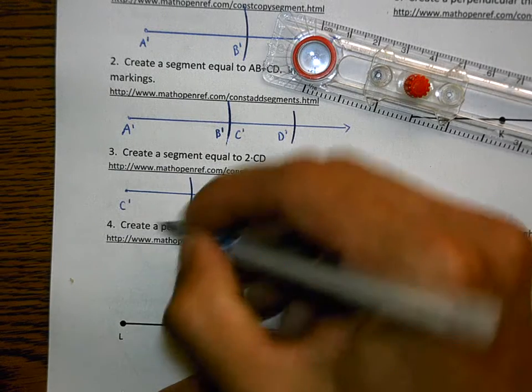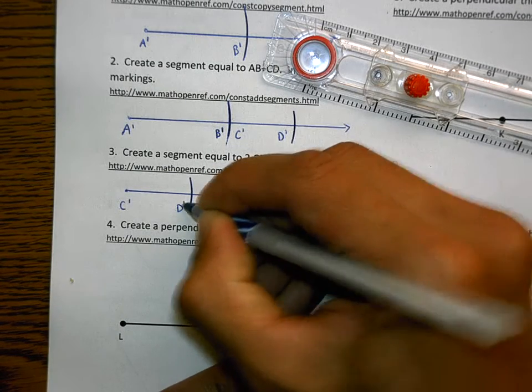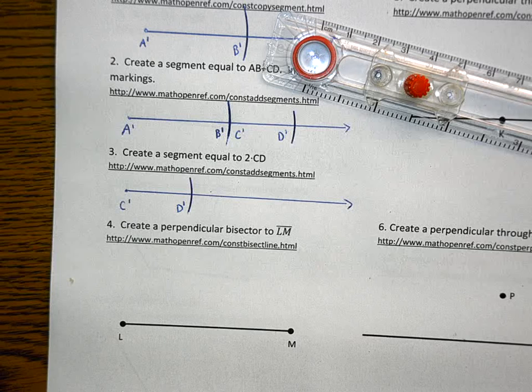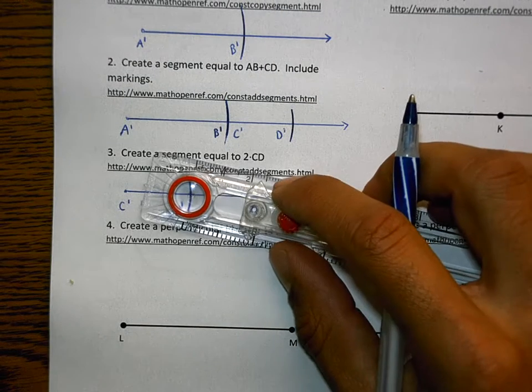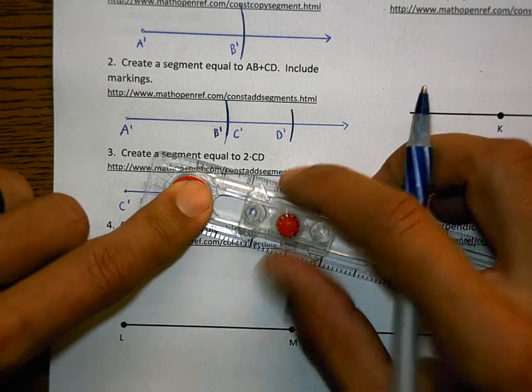Now you know the distance of C prime to D prime. But that's only one of them. I need to double it. How are you going to double it? Put it again. Do it again. Where does the bullseye go? On D prime. Good job. You guys are smart. I can tell.